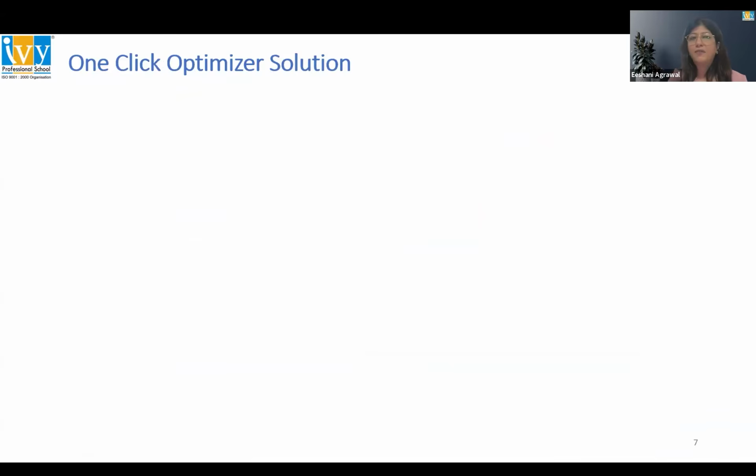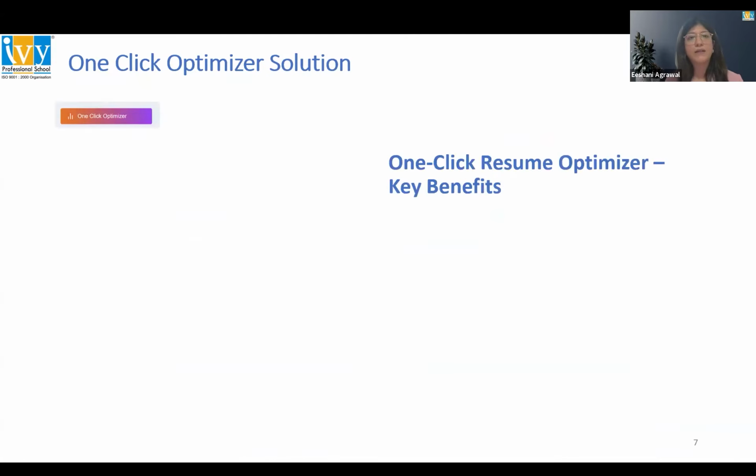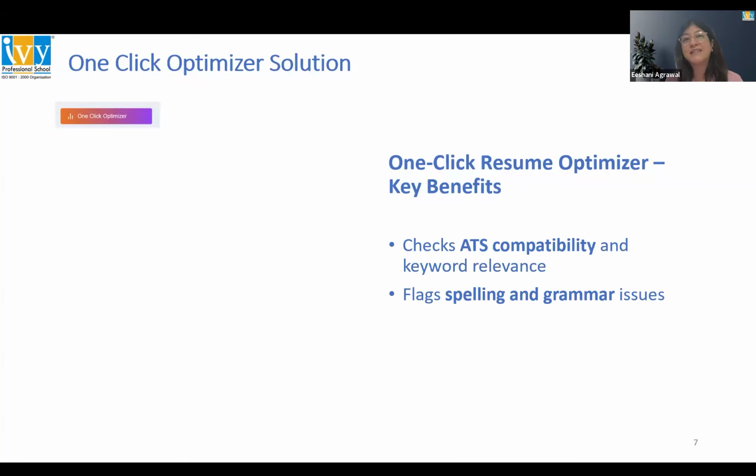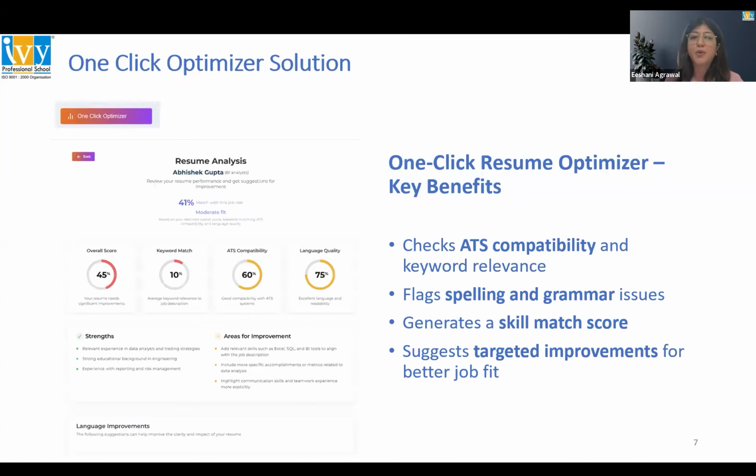Then one amazing feature somebody in the team must have thought of is the one-click optimizer. Now, the issue with resumes is not only the structure, not only the content, but spelling mistakes. We make a lot of spelling mistakes, and trust me, for interviewers, this is the biggest put-off. So with this one-click optimizer, what we are able to do is check ATS-compatible keywords, flag spelling mistakes and grammar, which typically we are not able to do very well, skill match score, and target improvement. So this is an output that you get.